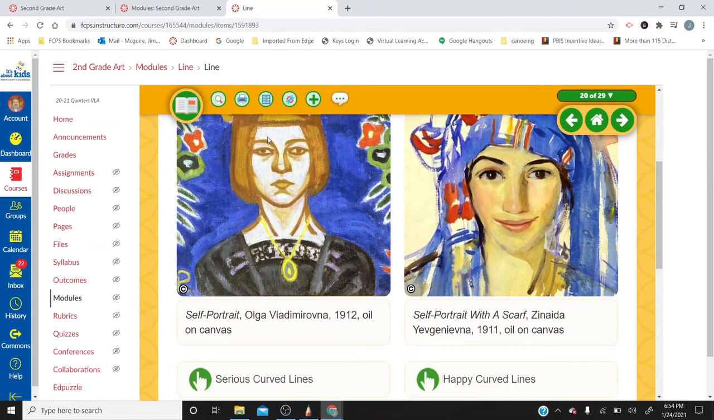And again, we look at how the eyebrows, the lines that make the eyebrows, the lines that make the top of the eyes, as well as the lines that make that mouth. Again, we look at her mouth, it's curved up, and her eyebrows are curved in a big arch, and her eyes are curved in a big arch. All of that indicates that she's happy.